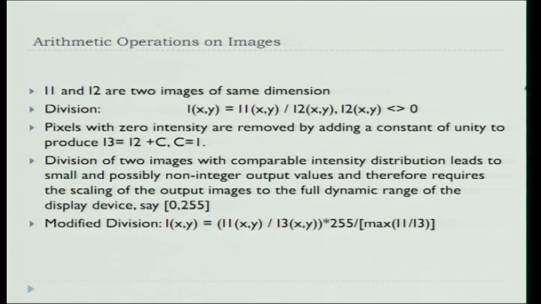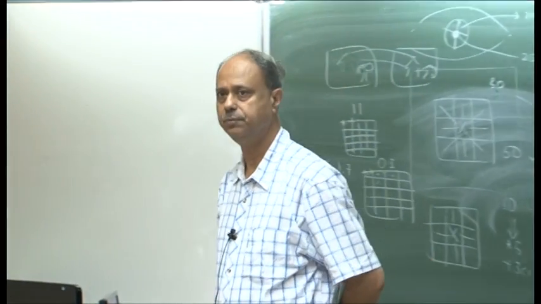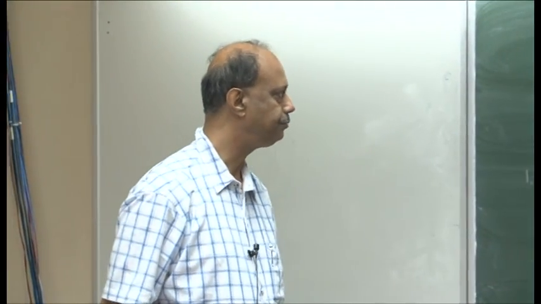The next one is division. Take two images I1 and I2 of the same dimension that represent the same objects, then I(x,y) equals I1(x,y) divided by I2(x,y). I2(x,y) must be greater than 0, but there is no guarantee that it will be. There may be a black spot. So, division by 0 will create a problem. So, what we did is add some constant to ensure that it is not 0.